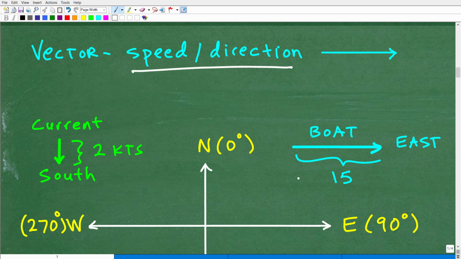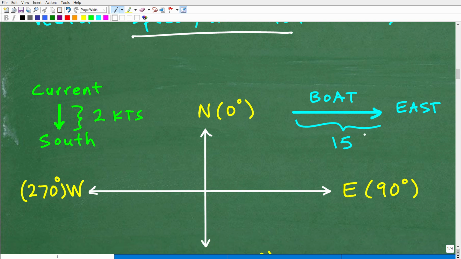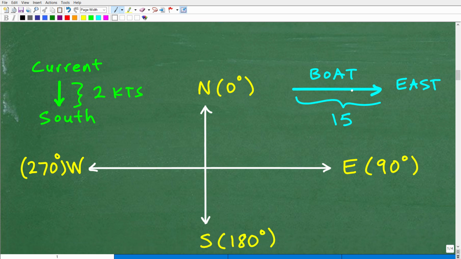So let's go ahead and take a look at our boat. Our boat here is going 15 knots due east. Let me give this some room here so we can see everything. Notice this arrow is 15. In comparison, the current is 2 knots, so it's going to be a smaller arrow.